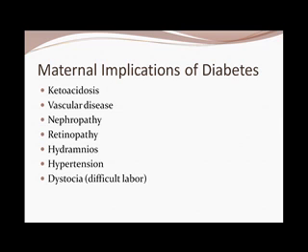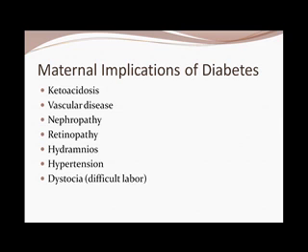Diabetes can affect both the mother and the developing fetus. As far as maternal implications are concerned, first we'll discuss ketoacidosis. Hyperglycemia due to low amounts of insulin can lead to ketoacidosis, and this is when there's an increase in ketone bodies in the blood released when fatty acids are metabolized. In addition, when we have high blood sugar levels, the blood can kind of settle in the vasculature. This can cause vascular disease.